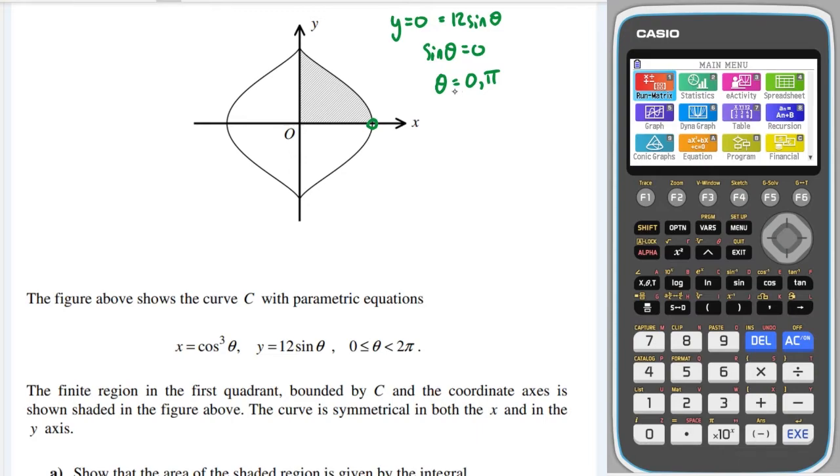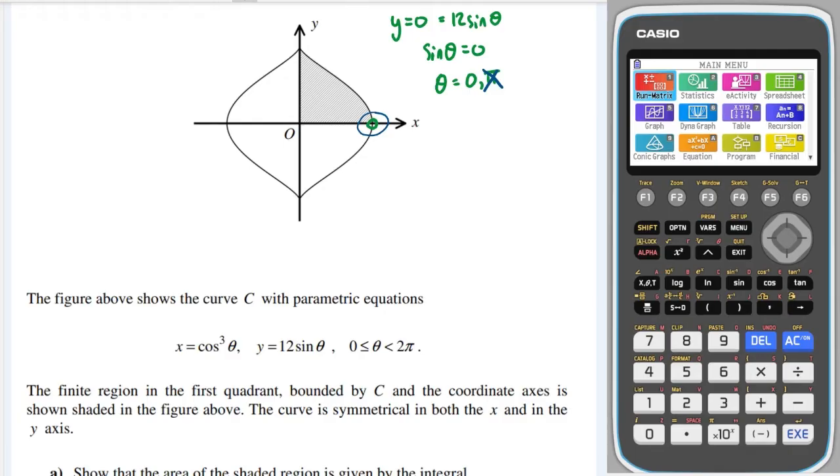Now which is the one that we want? We want the one which has a positive x coordinate, because right there the x coordinate is positive. So if I sub 0 into here, I get positive 1, which is great. If I were to sub pi into there, I would get negative 1, which is not great. So 0 is my upper limit.